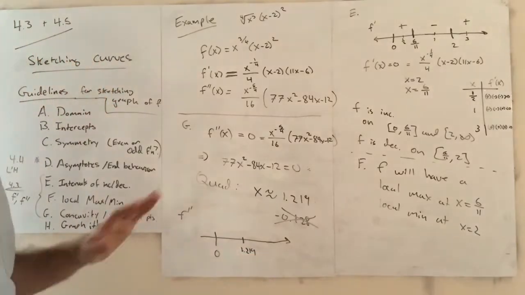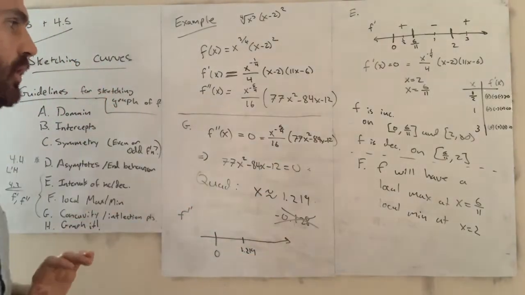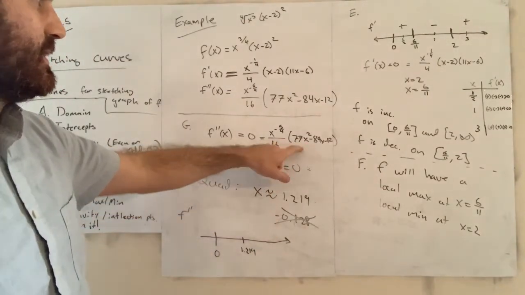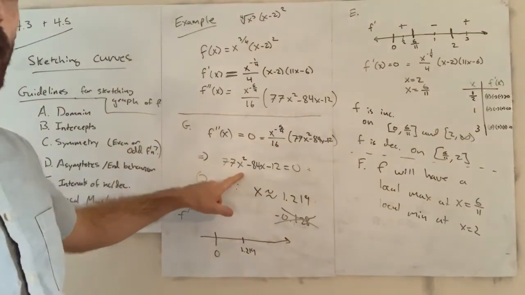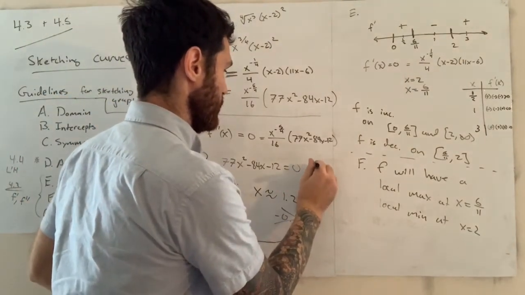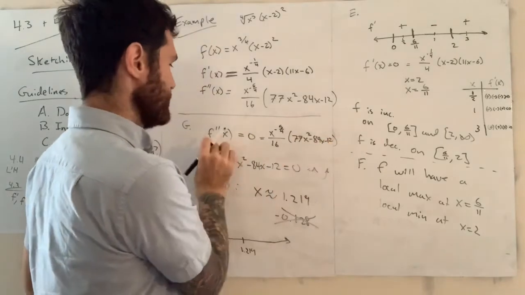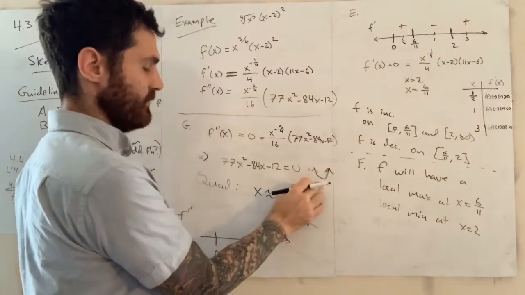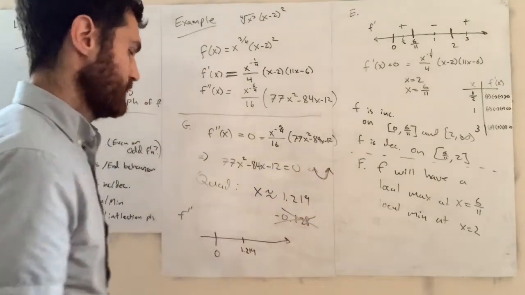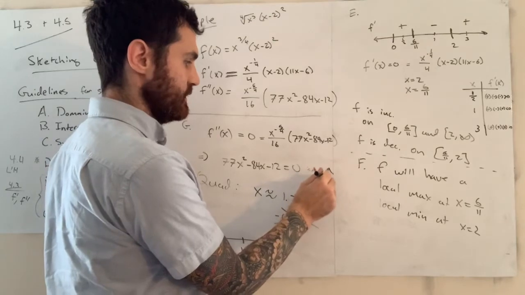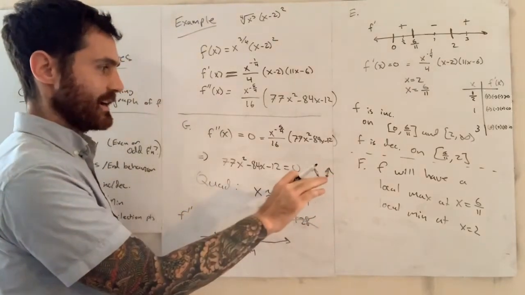Well, I can choose test points. I can do that too. Or I can notice that this term here, this quadratic, it's going to be shaped like this. So if I just graph this piece of the second derivative of f, it's going to look like this. So in between its x-intercepts, it's going to be below the x-axis.